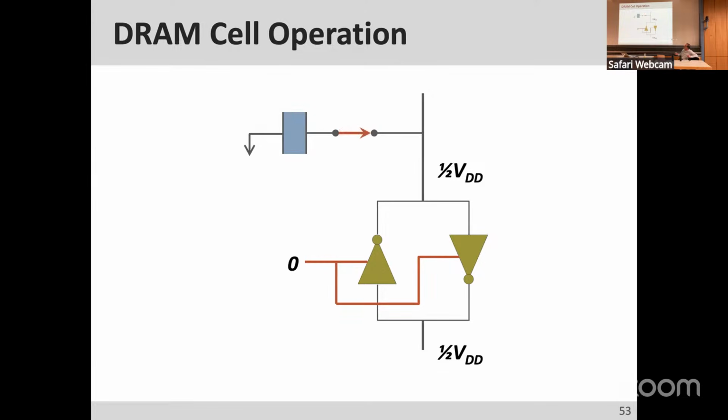Now, if you enable the access transistor by enabling the word line, which we will also see later, you connect the capacitor to the bit line. And because the capacitor is fully charged, it loses some charge through that RC path. And it basically perturbs the bit line just a little bit. It has a small amount of charge, so the charge perturbation is relatively small.